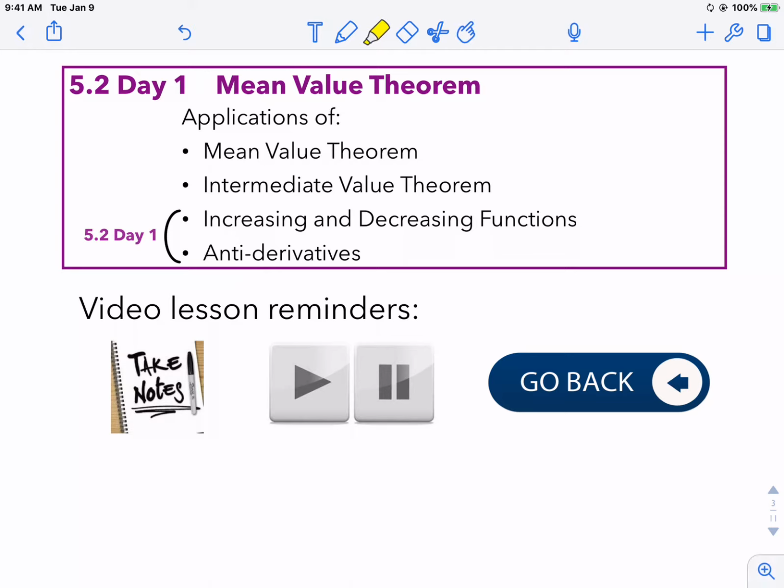So some video lesson reminders. You should be taking notes. You should be using the pause button to stop and think about things, catch up on notes, try something yourself first, and then go see. And you should definitely be going back if there's concepts or ideas you need to hear a second or third time in order to feel like you've got the big idea.